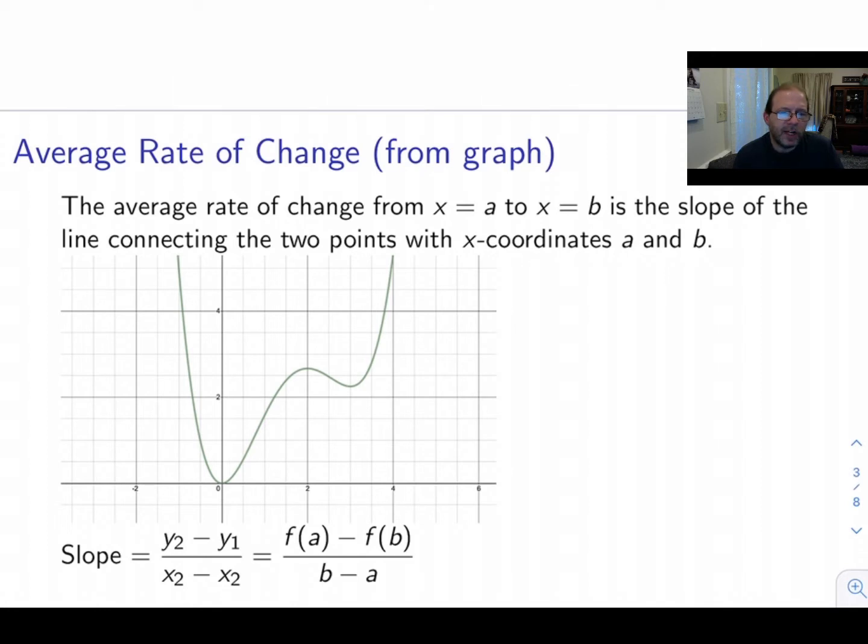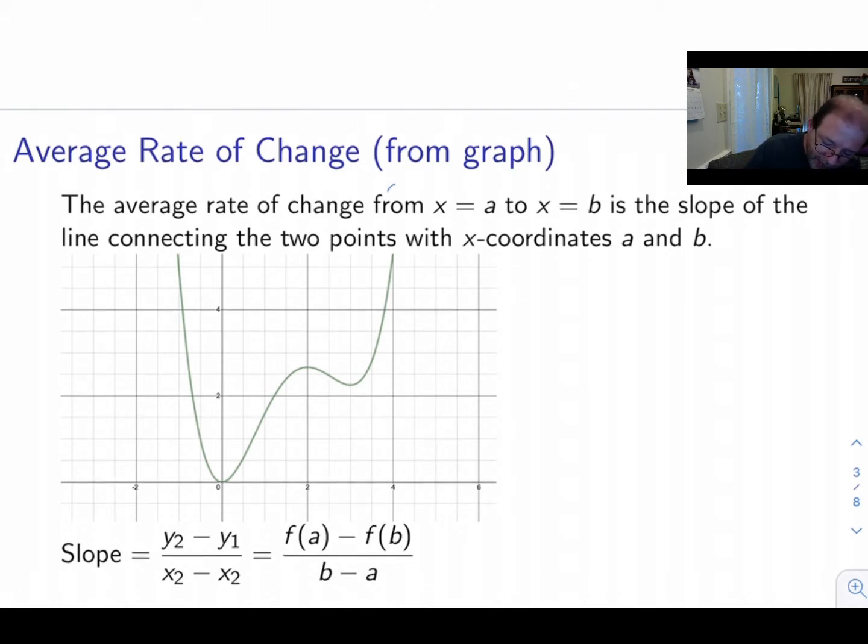The average rate of change from x equals a to x equals b is the slope of the line connecting those 2 points with x coordinates of a and b. Another way that they could word this is, instead of saying from a to b, they could say the average rate of change on the interval ab. And that would mean the exact same thing. So all it is, is the slope of the line connecting those 2 points.